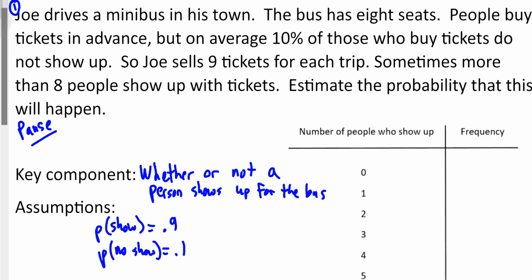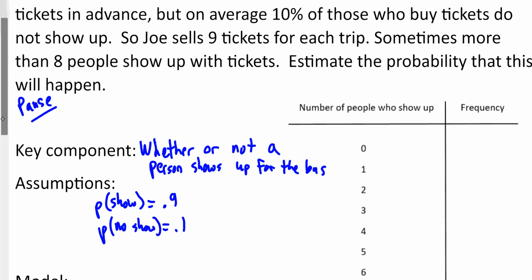So our assumptions would be that the probability of showing up is 0.9 and the probability of not showing up is 0.1. Right? It's that 10% of people who buy a ticket don't show up. So there's our no-show probability. That means showing up would be 90%.